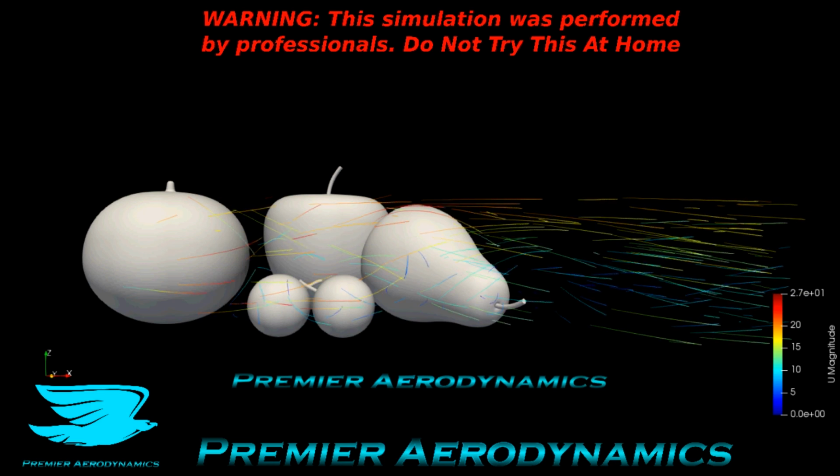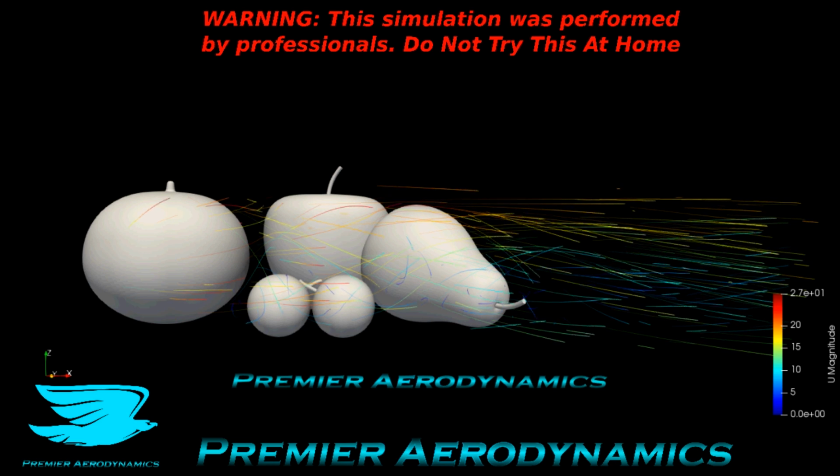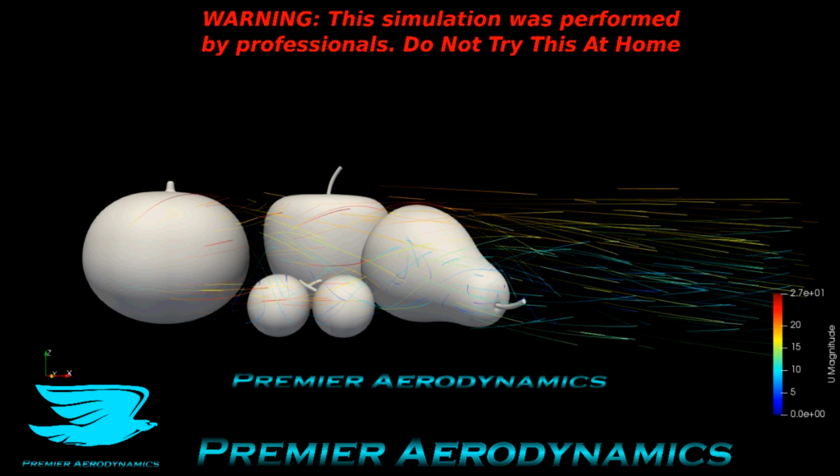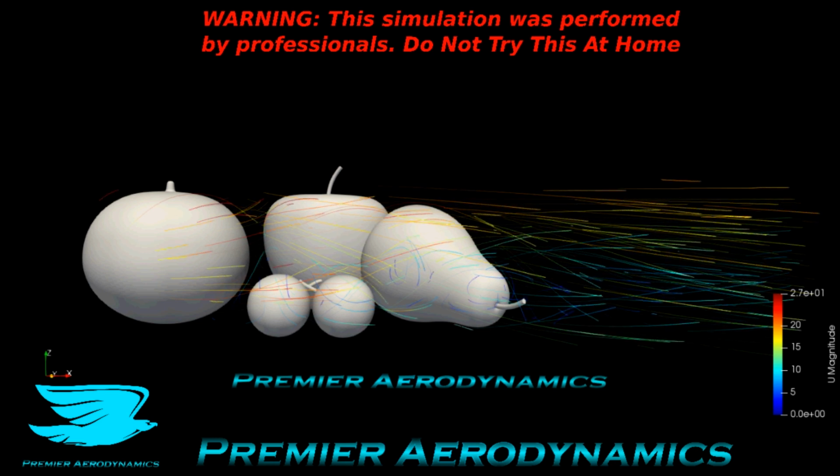And then behind the pear, the flow really sucks up into it. So the flow coming from the orange goes down and then pops back up and sucks around the pear. So that's quite good. The pear's quite aerodynamic there.